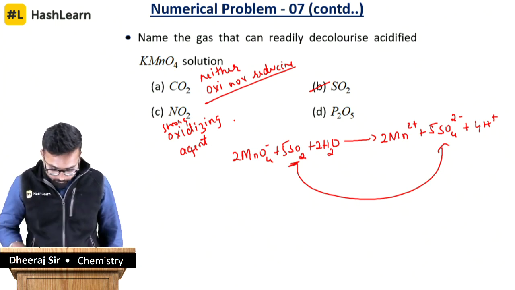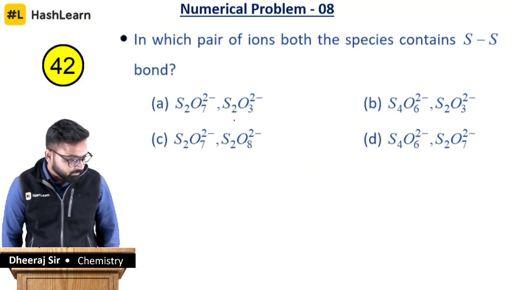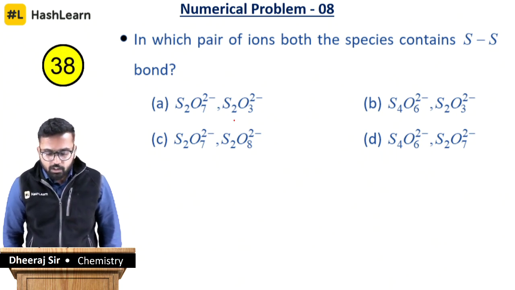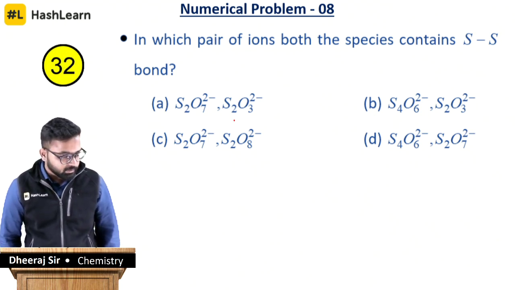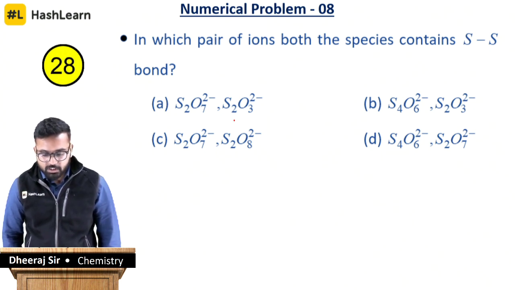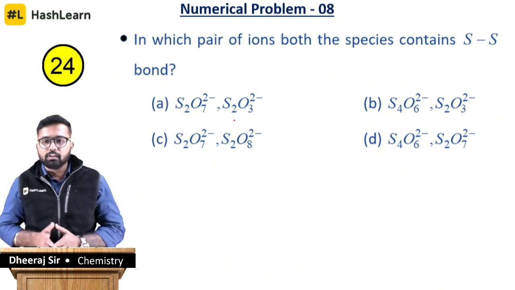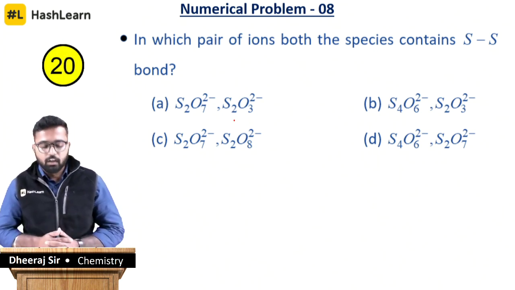So moving ahead, here we go. The 8th question under discussion. Go ahead, guys, solve this 8th problem. And after I've discussed the 8th problem, I'll take up your question. In which pair of ions do both the species contain an S-S bond? So we're asking you, in which of these compounds, given to you in pairs, do we have an S-S bond?